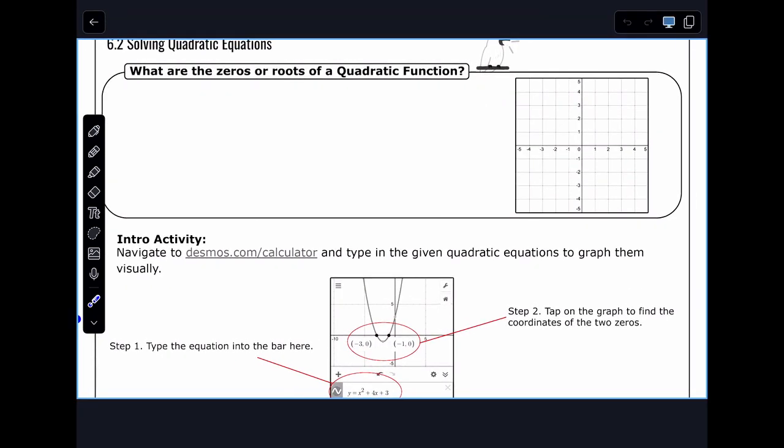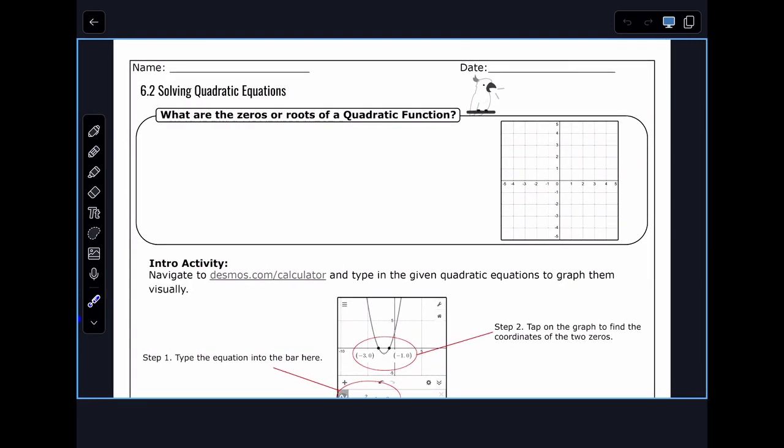So last class, we were covering what's called the vertex. So remember, we have a parabola. That's what the arc looks like when you graph the quadratic equation. We saw that on Desmos. Today we're going to be looking at what's called the zeros or the roots of a quadratic equation.